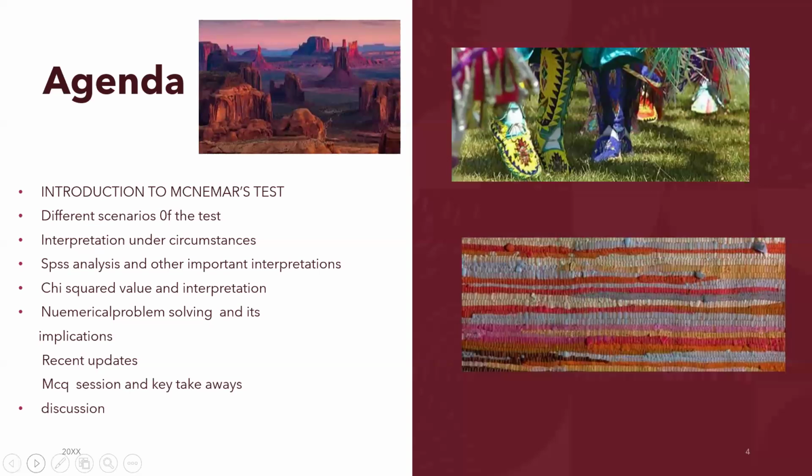Now, what's the agenda for today's talk? Introduction to McNemar's test, different scenarios of the test, interpretation under different circumstances like SPSS analysis, chi-squared values, and other important interpretations related to McNemar's test, numerical problem solving and its implications, recent updates, MCQ session, and key takeaways. And at the end, the discussion forum is open.